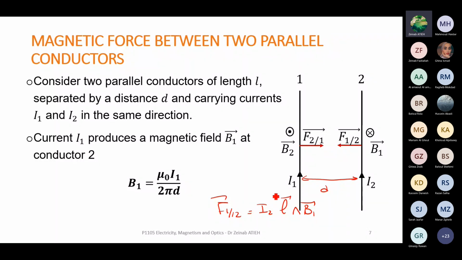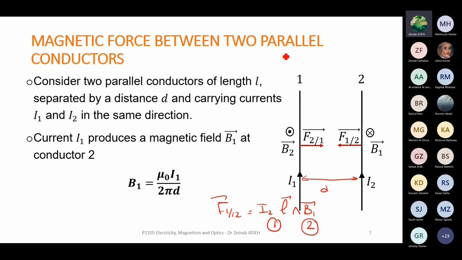Place your first finger with I2. The second finger goes with B toward I2, so your thumb is upward. Then your pointer is toward the page and your second finger inward. Your third finger, the middle finger, will be to the left. You can see this is how we draw F1 on 2. Similarly, we draw F2 on 1.